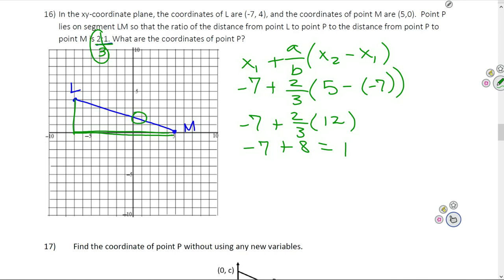So it looks like I was off by just a little bit. So it's actually more like here. This point is my answer right here. So I have the x-coordinate pretty easy. I now got to find the y-coordinate. The y-coordinate is very similar.